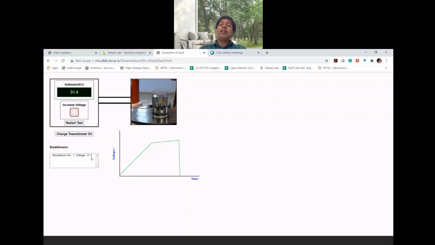In your observation column, you have to note down this voltage for observation number 1. The breakdown happened at 31.4 kV, and I believe you have seen this breakdown here also, or you did not see. You can see this part of the figure for next time. Okay, so I will increase it a bit.